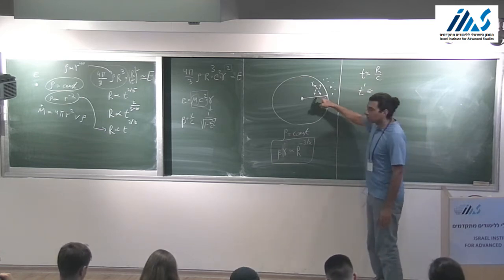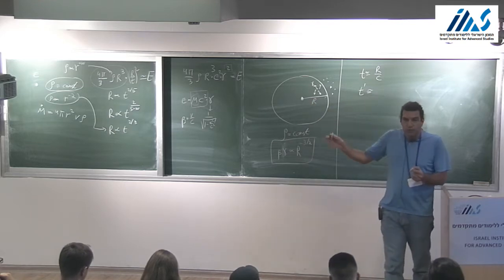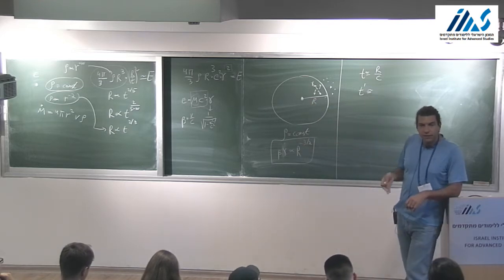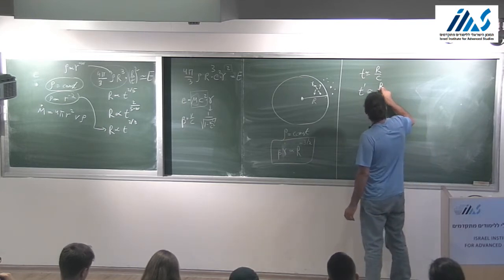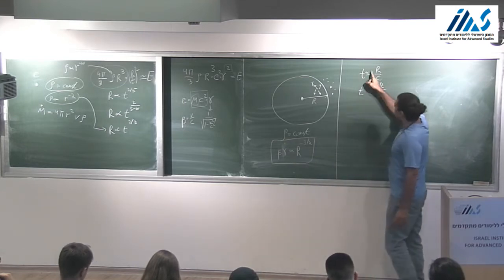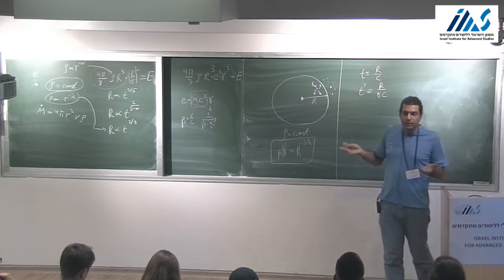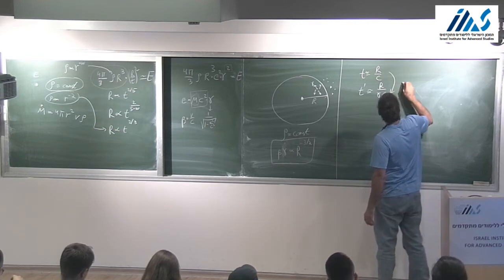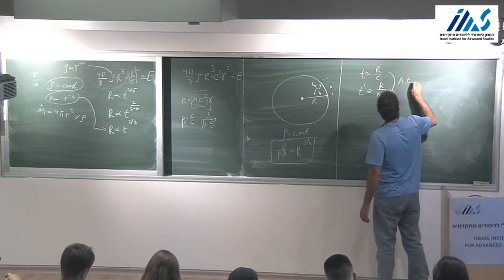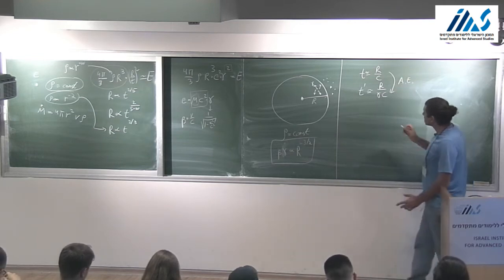There is another time, which I will not talk about too much. This is the time in the local frame of the exploding stuff. And this is shorter by a factor of gamma. From here to here, it's just a relativistic transformation, special relativity. Okay? This is Albert Einstein.